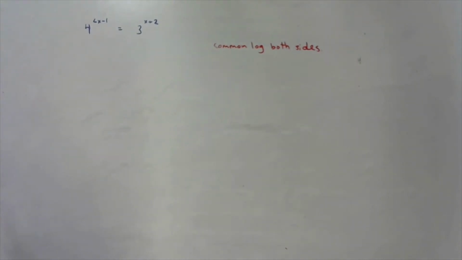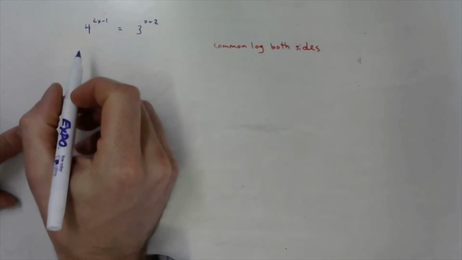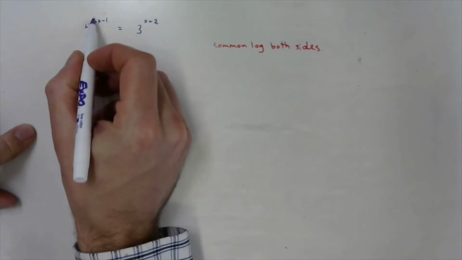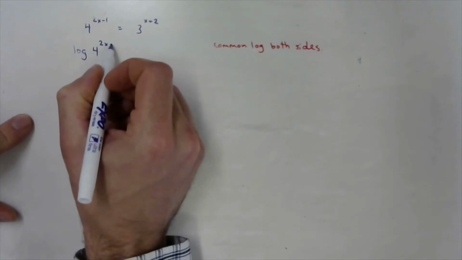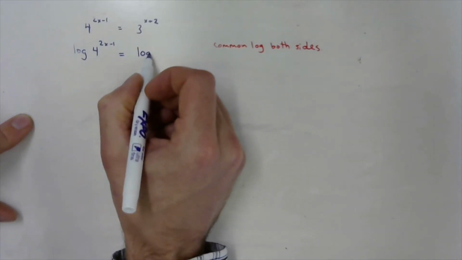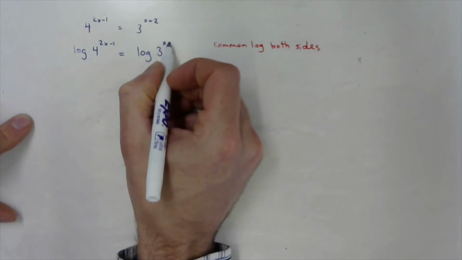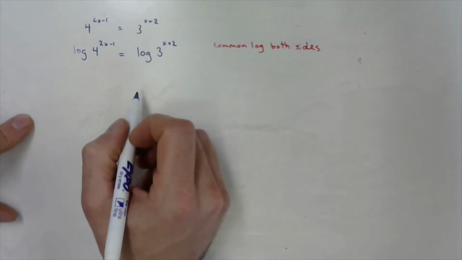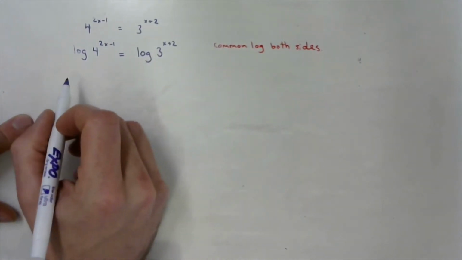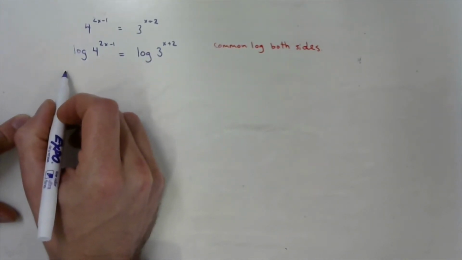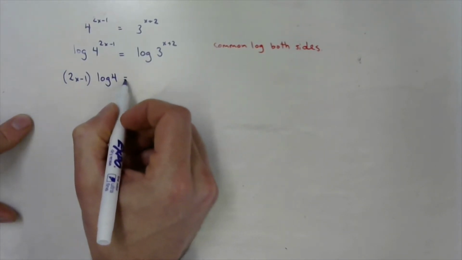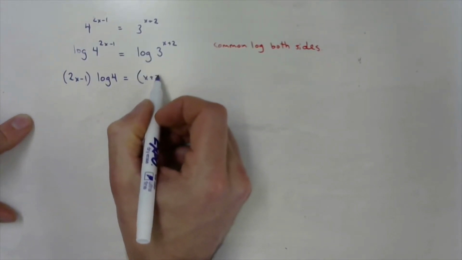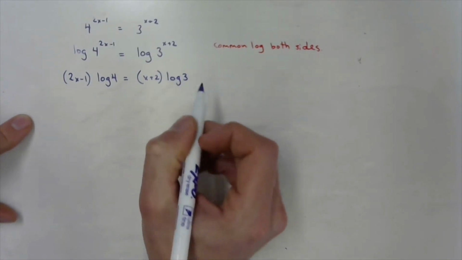sides. So right away, that should start coming to your mind, because what it allows you to do is take the exponent out of the exponent every time. So you take the log of 4 to the power of 2x minus 1. That is equal to the log of 3 to the power of x plus 2. The next step then we know is to apply the power law of logarithms, which allows me to bring this 2x minus 1 out in front of the log of 4, and x plus 2 out in front of the log of 3.